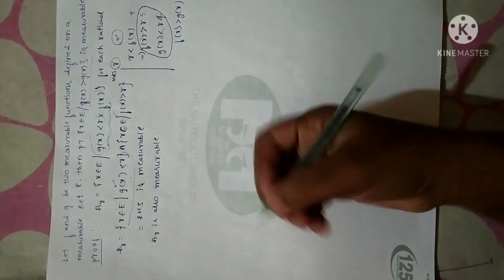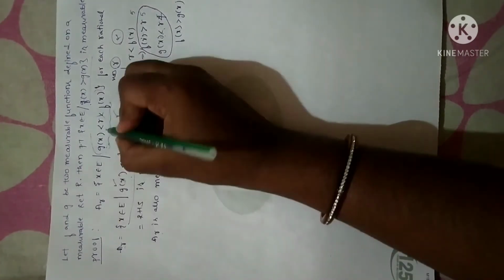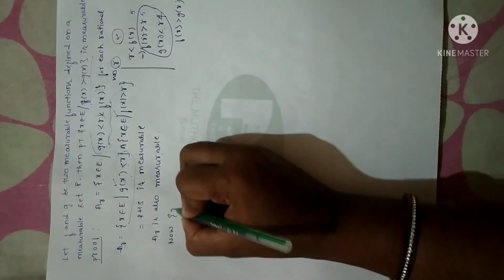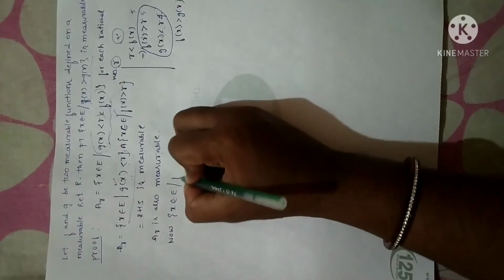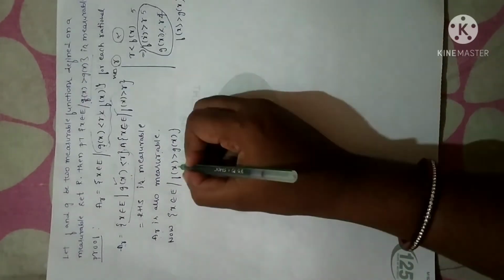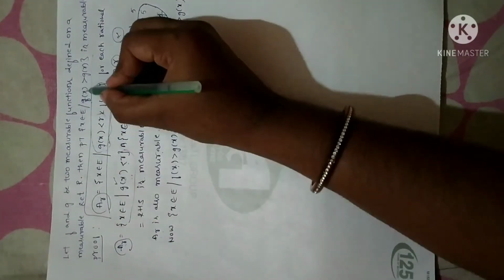Fine. Now what I'm going to do is, I have proved that A_r is measurable, where A_r is the set of x such that g of x is less than r and r is less than f of x. Now let me consider the set of x belonging to E such that f of x is greater than g of x. What I have proved is that the set A_r is measurable. Now I have to prove that this set is also measurable.